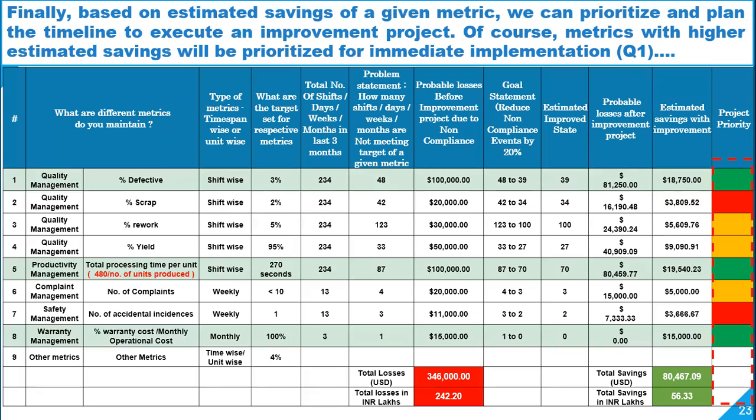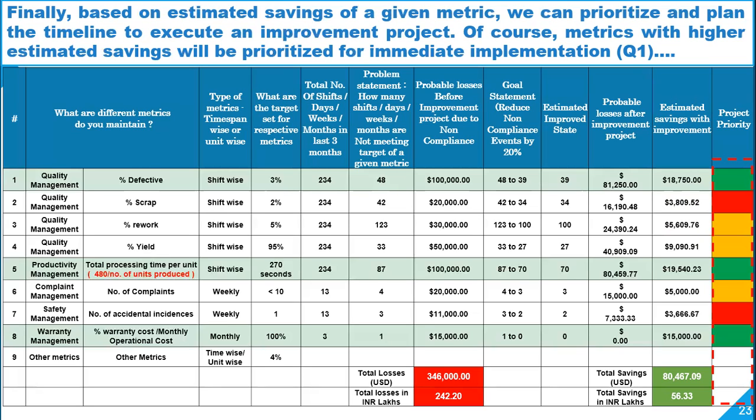So out of these 9 so-called cases, we can see that percentage defective, total processing time per unit, and percentage warranty cost per monthly operational cost had or will have relatively higher saving amounts, right? And that is why for a given quarter, we will take these 3 projects, we'll work on these 3 projects.